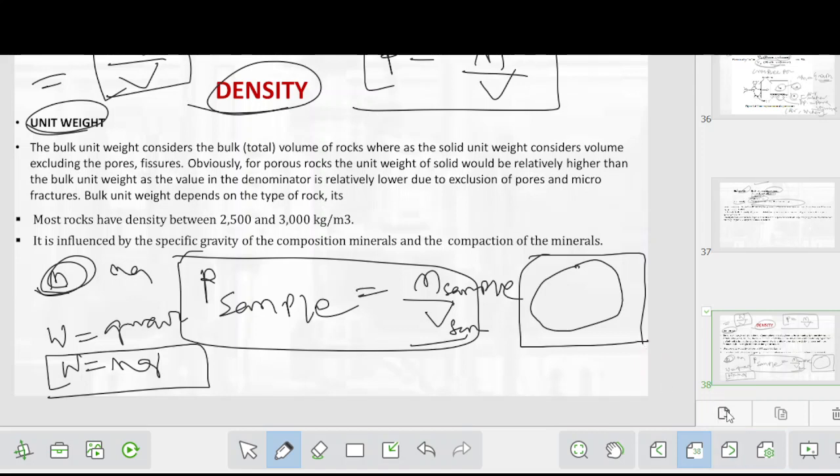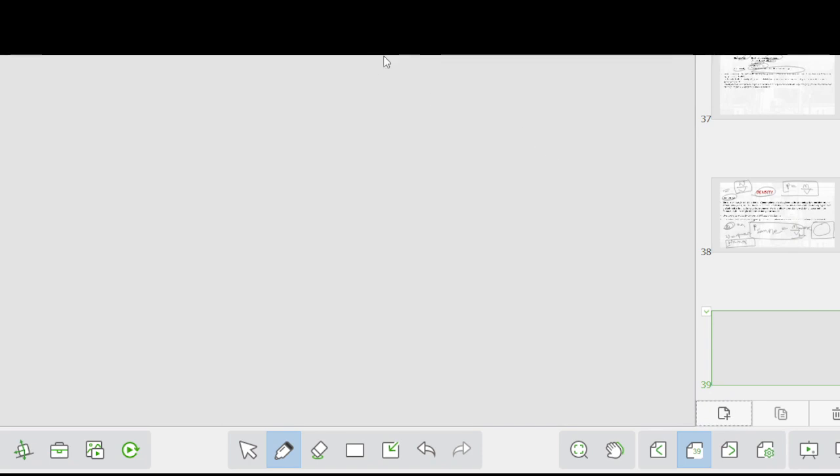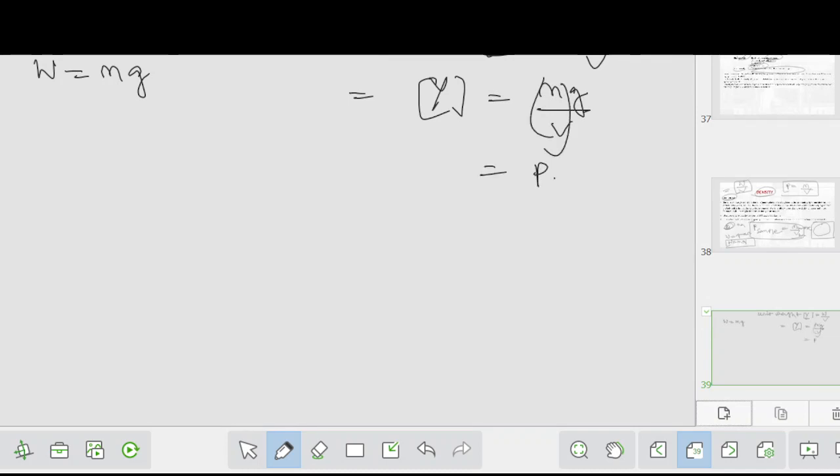Unit weight is gamma, that is written as weight per unit volume. W is M into G. So gamma equals M into G over volume. M by V is density, so I can also write density into G. So density into acceleration due to gravity is gamma. That is called the unit weight. Clear?